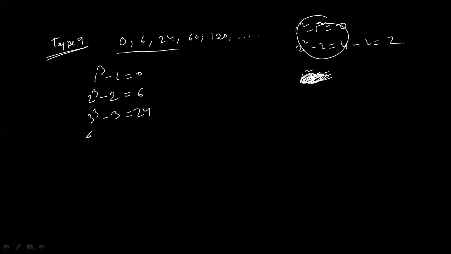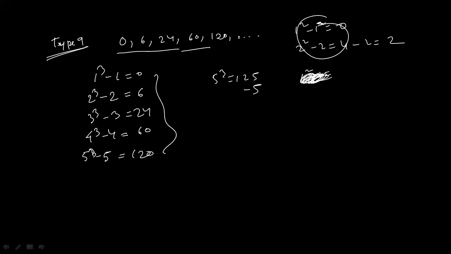Then next will be 4 cube minus 4, 64 minus 4, yes, 60. Next will be 5 cube minus 5. So 5 cube we know is 125, and if you subtract 5 from 5 cube, it will be 120. Yes, clear. So the pattern is like this. Next will be 6 cube minus 6. So 6 cube is 216.